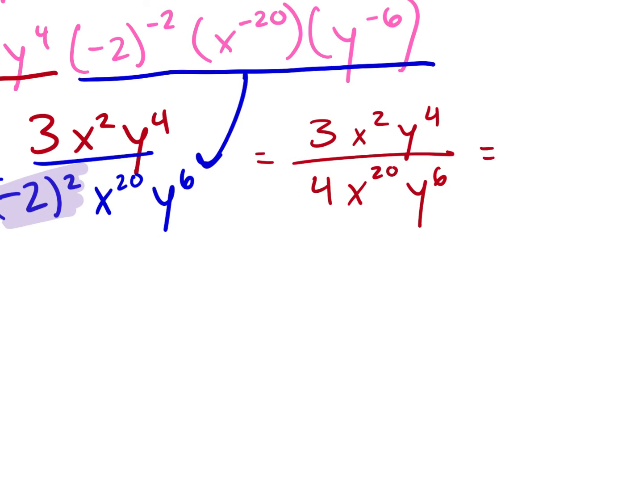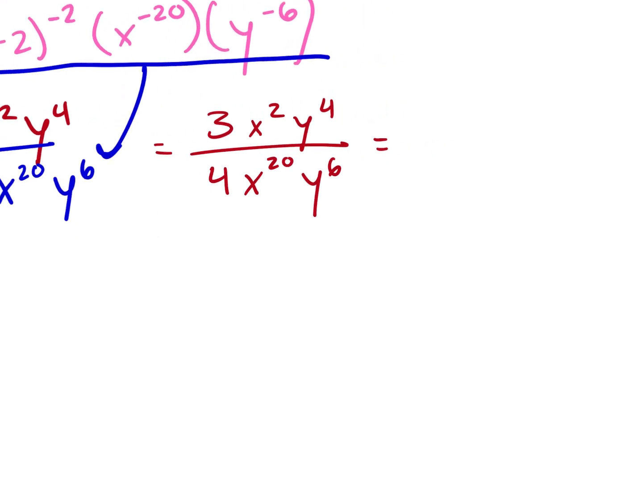What can I do next? Subtract the exponent. So since I'm dividing, I subtract. Remember, it's always top minus bottom. So it'd be 2 minus 20 and 4 minus 6.